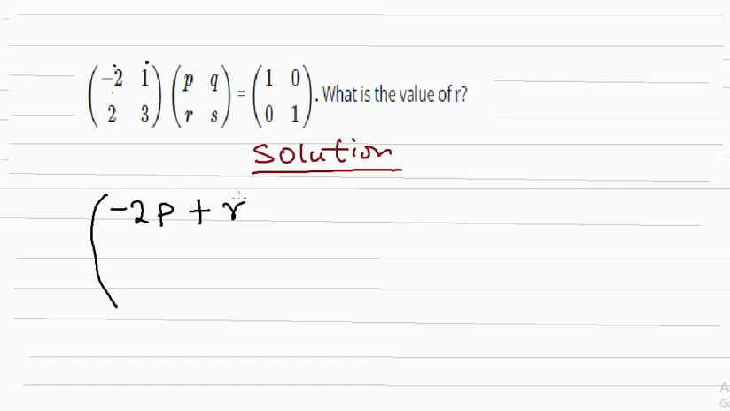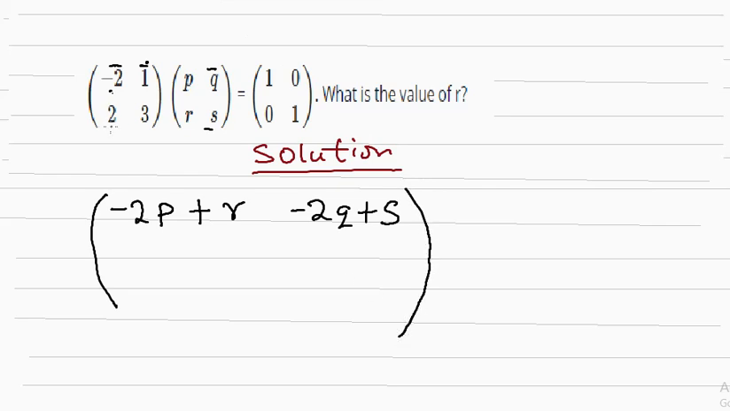So I've multiplied that first row against the first column. Now I will do the same: the first row goes against the second column. So I have minus 2 multiplied by q, that's going to be minus 2q. This against this, then plus 1 multiplied by x, so that's going to be 1x. That is it for the first row.